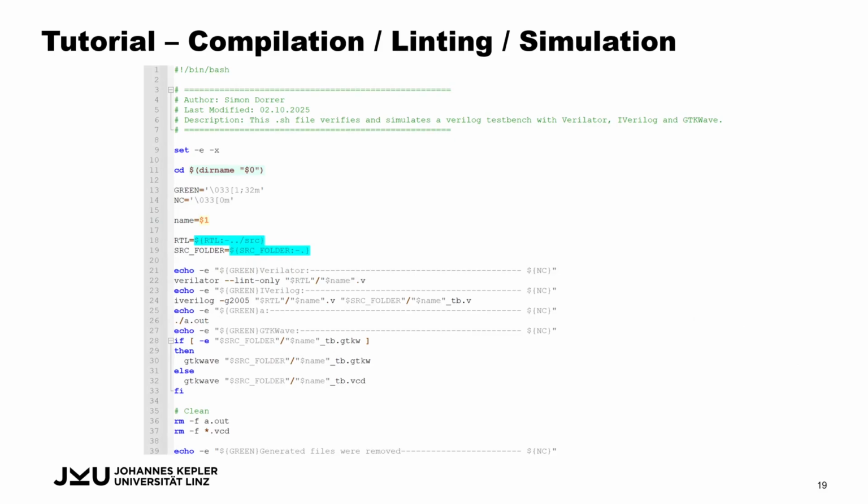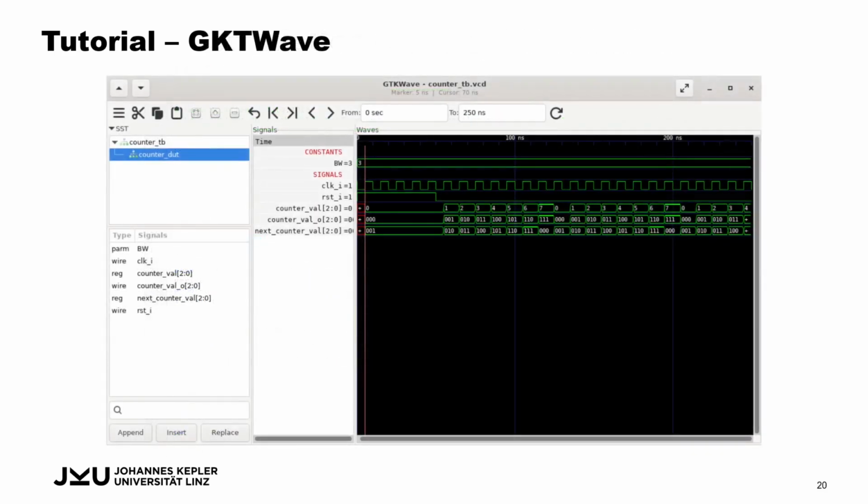And the simulate shell looks like this. So just the codes I have presented before, or the commands I presented before, is now more or less generic with an input name. And if you execute this, you have a linting, you have a simulation, and you immediately open GTKWave. And GTKWave, for example, looks like this. So you can display your constants, parameters, and your signals, for example, clock, reset, and in this case, a 3-bit counter value at the output, because this is a generic counter we have provided in this tutorial.